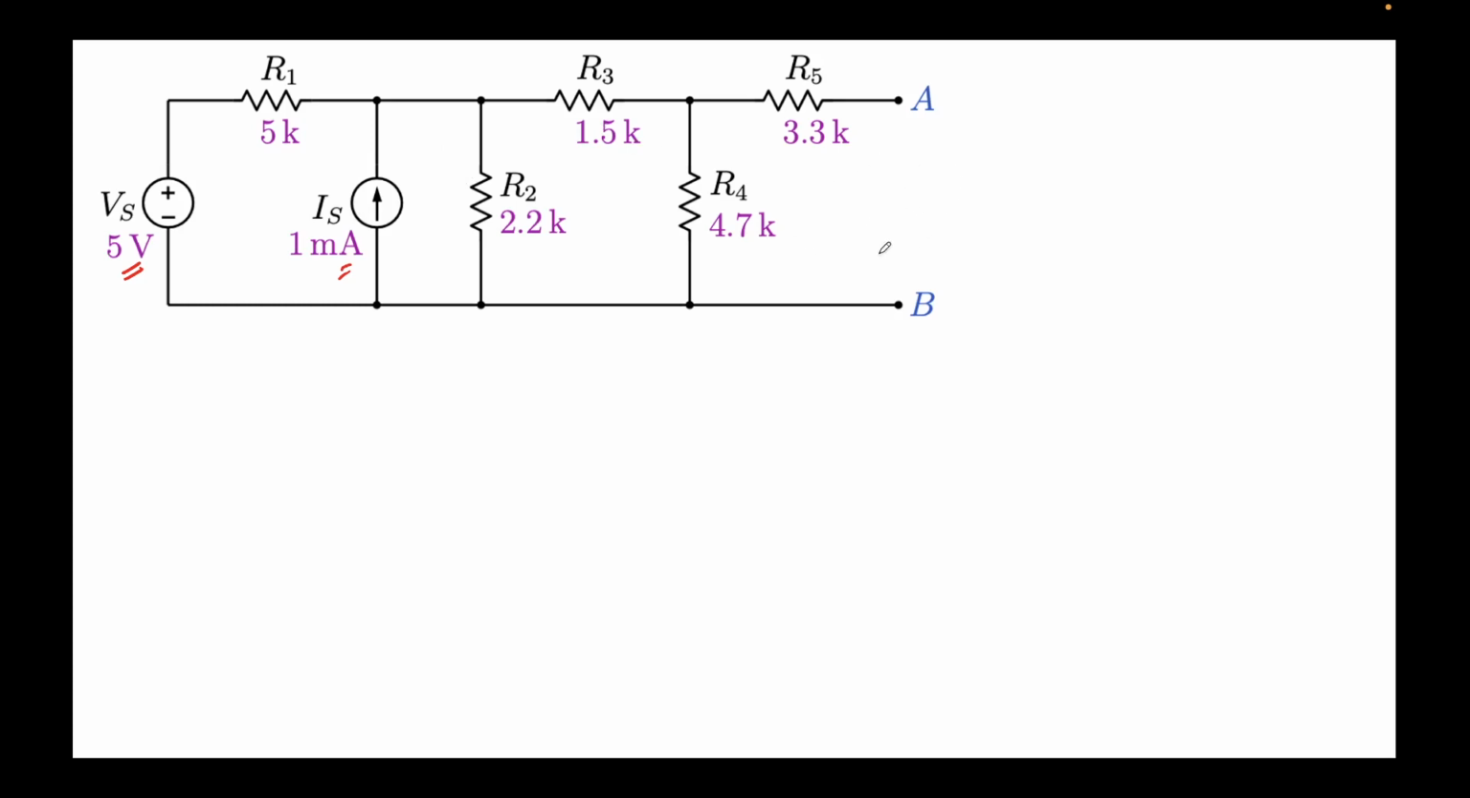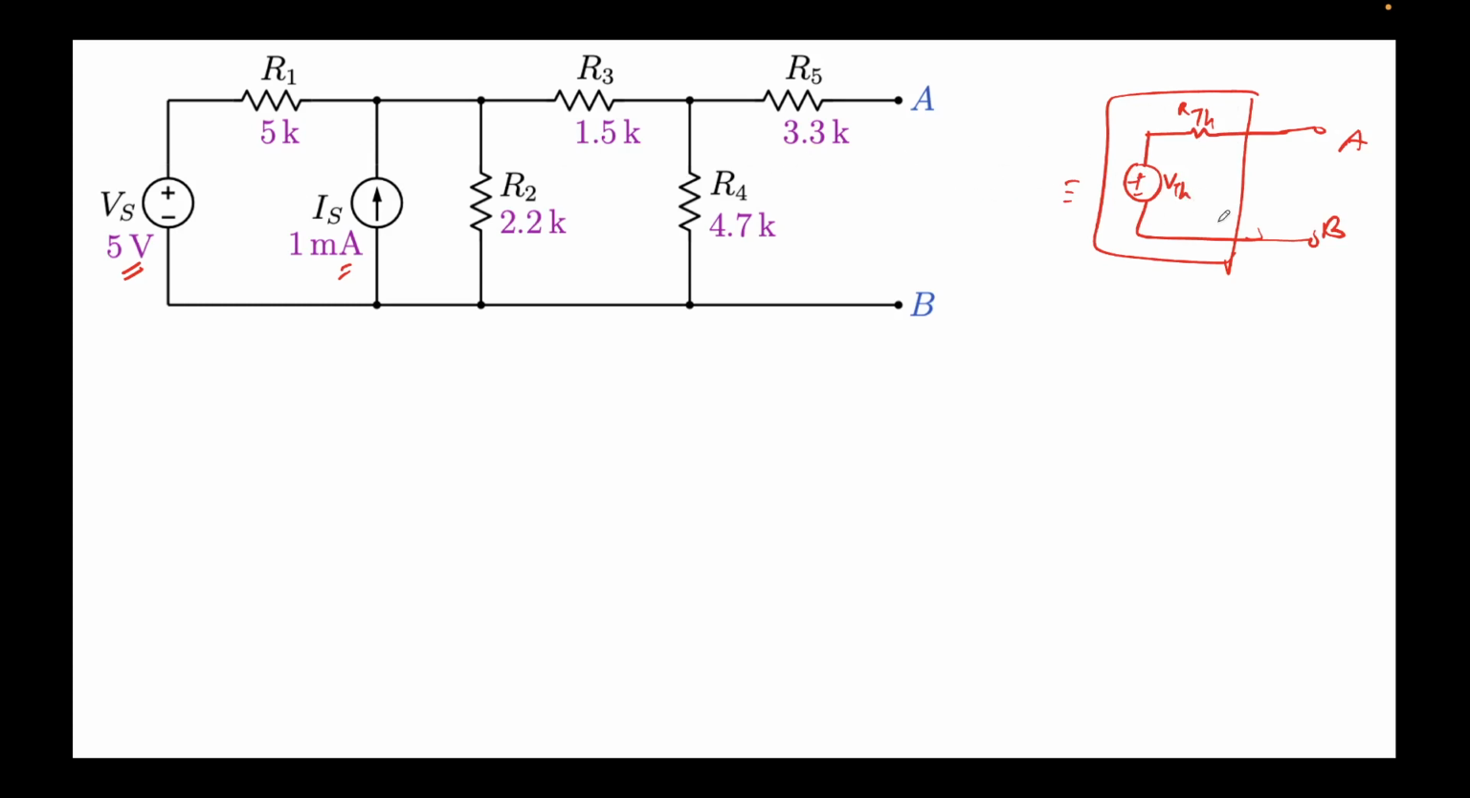And usually, what we want is to convert it into a black box. We don't care what's inside, how complex the circuit is. We only care about what is being outputted at A and B. So we call it R Thevenin, and the corresponding voltage source V Thevenin. So you can see all this stuff, VS, IS, R1, R2, R3, R4, R5 have been clubbed into VTH and RTH. This is the equivalent.